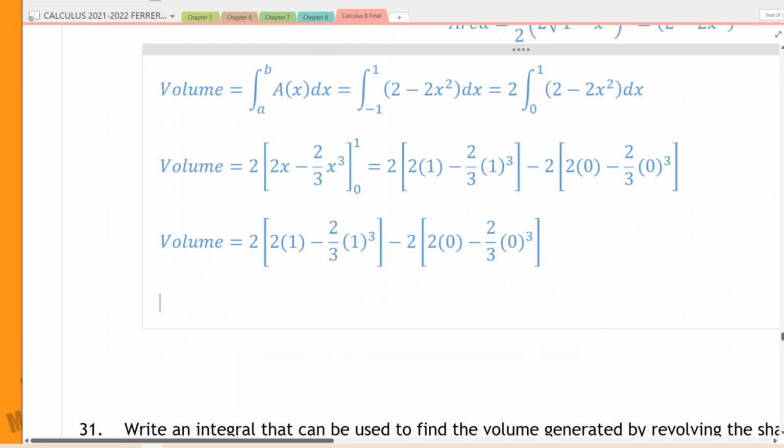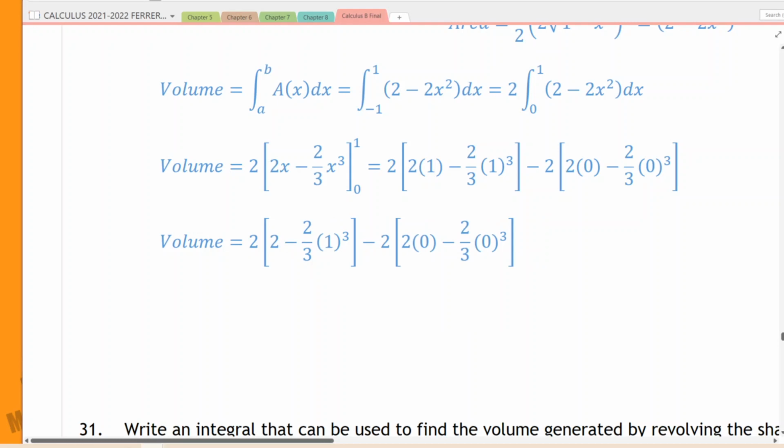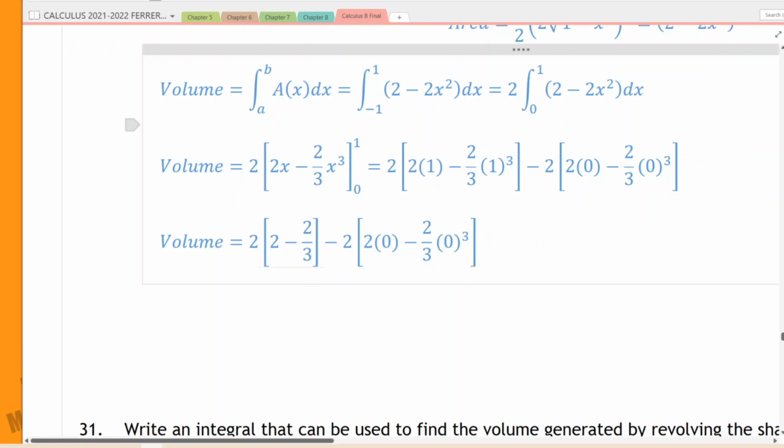Now we'll work on the algebra. 2 times 1 is 2. 1 cubed is 1, and then multiplied by 2/3 is just 2/3. 2 times 0 is 0. 0 cubed is 0. Multiplied by 2/3 is still 0. We'll do some subtraction next. 2 minus 2/3, that's 4/3. 0 minus 0 is 0.